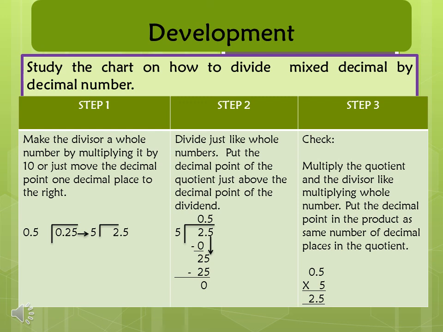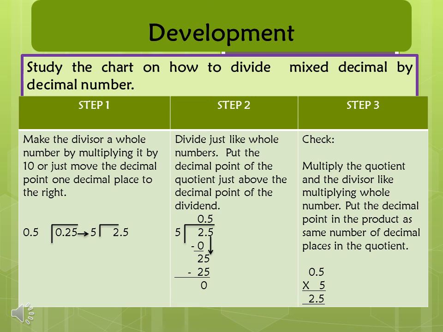So, ang decimal point nyo, kung saan nakatapat, doon nyo ilalagay. Put the decimal point of the quotient just above the decimal point of the dividend. So, ang magiging sagot natin ay 5/10.